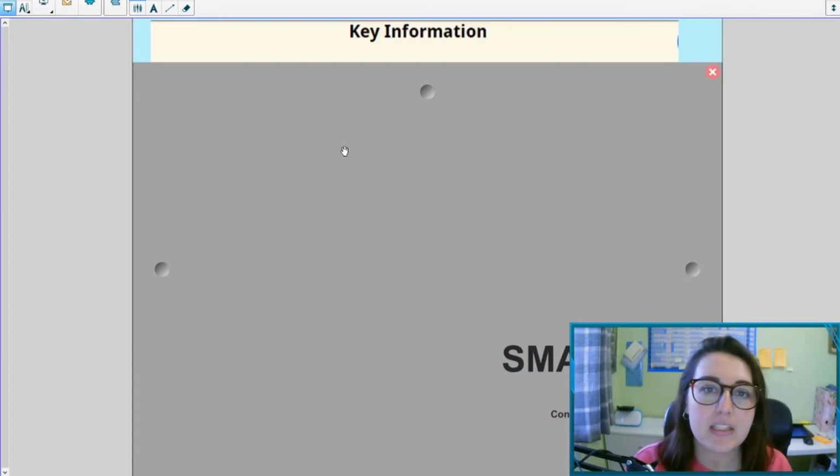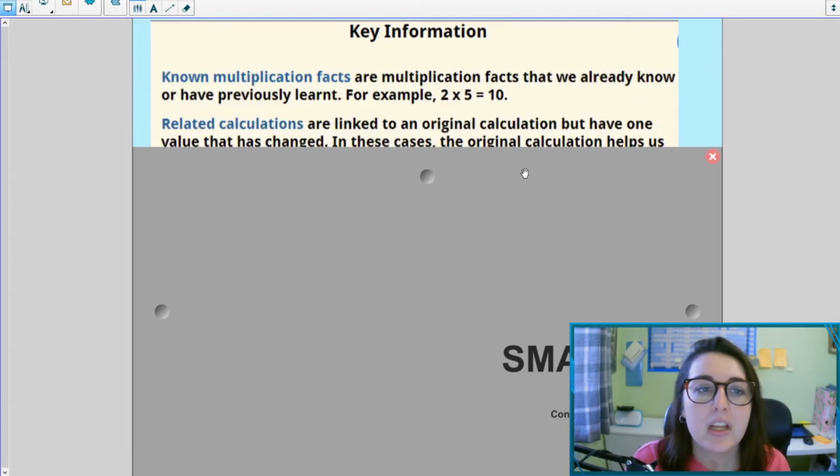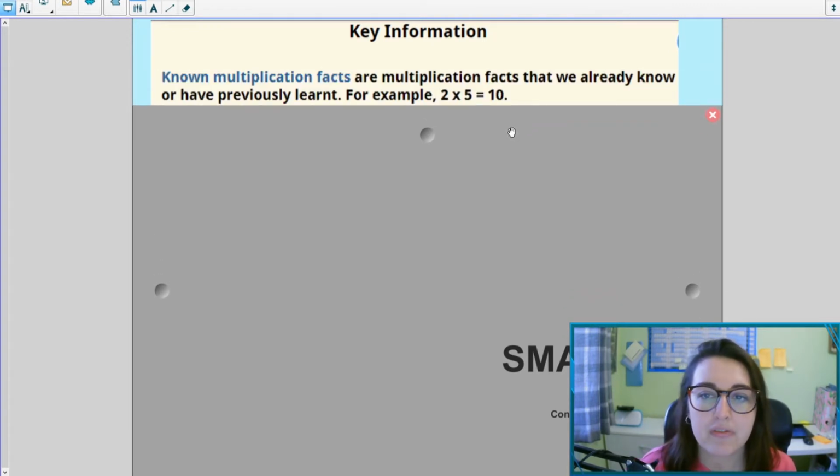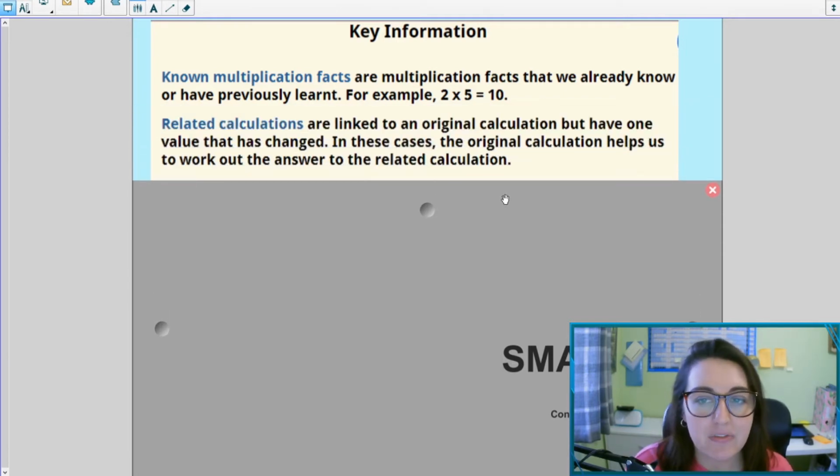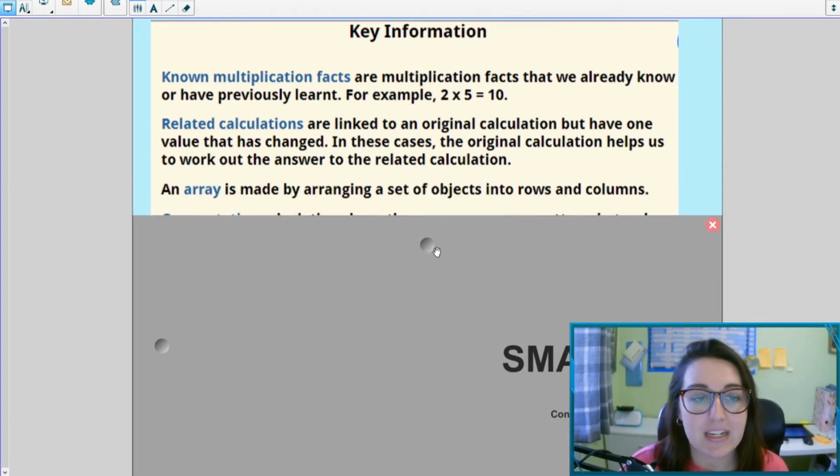So a few bits of key information for you. Known multiplication facts are facts that we already know. For example, we know that 2 times 5 is 10. Related facts is using that original fact and then seeing which part has changed and being able to work out the answer because of those bits that relate to each other.